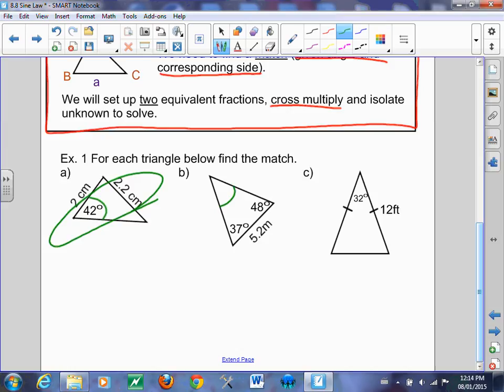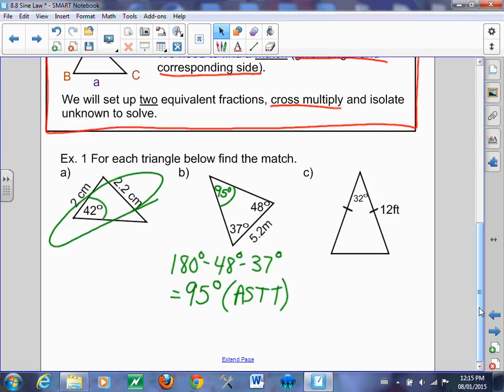So to find that angle, it's going to be 180 degrees subtract the two given angles, which are 48 and 37. Once you've subtracted them, ladies and gentlemen, you're going to have 95 degrees. And again, if you're wondering what the short form is, angle sum triangle theorem. So now we can put 95 degrees in. And now we do have a match. Although it wasn't given, we were able to calculate it. So there's a match.